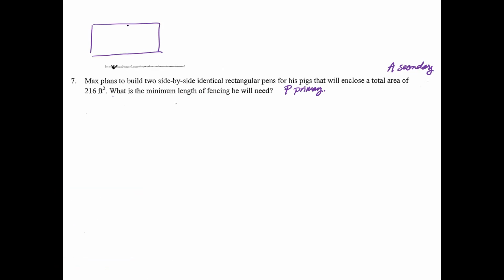Now there's going to be a separation here because it's going to be two side-by-side rectangular pens for his pigs. So if I say that this entire length here is x and this is y, then the middle is y, the end is y, top part here is x, then the perimeter of this, building the fence, the materials you need is going to be 2x plus 3y.